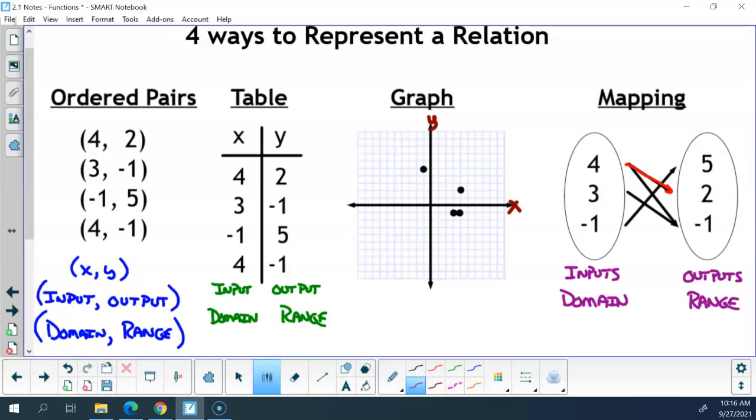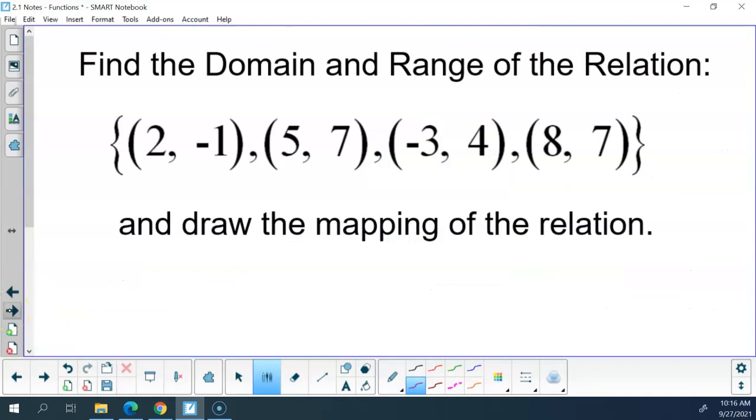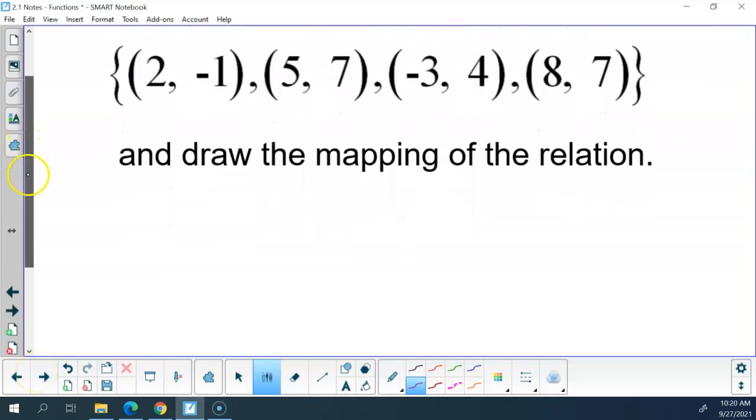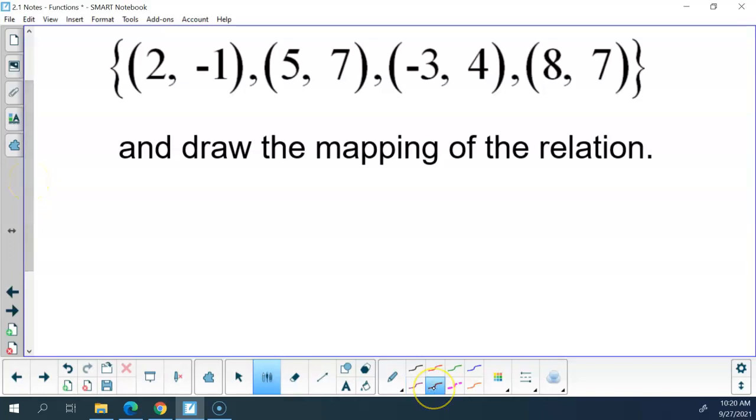Let's do some maths with this thing. So here is a relation, brand new one. I would like you to find me the domain, the range, and I would like you to draw me a mapping of it. Cool. All right, so here's what I got for this one. I got for the domain, and you can just use a capital D for domain, and then a little squiggle, -3, 2, 5, and 8. So you're supposed to list that. Just straight out list them.